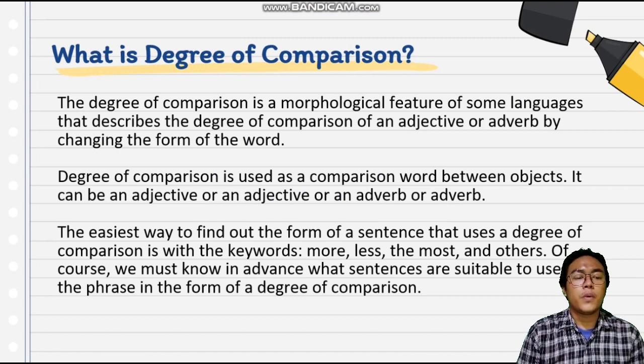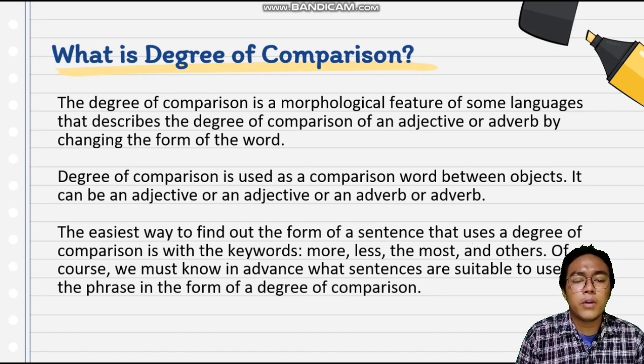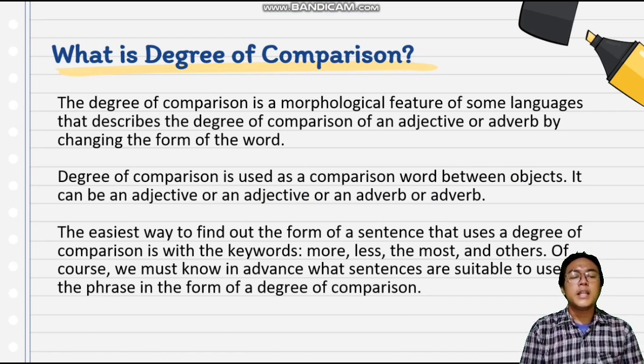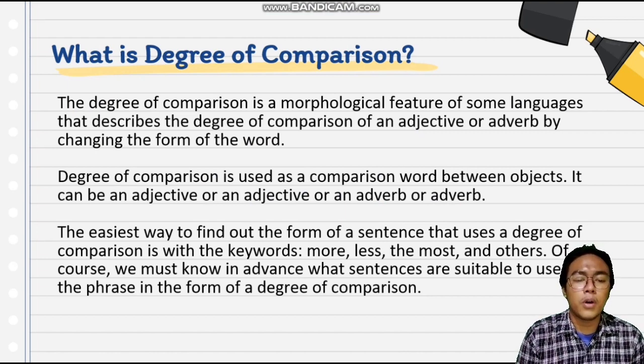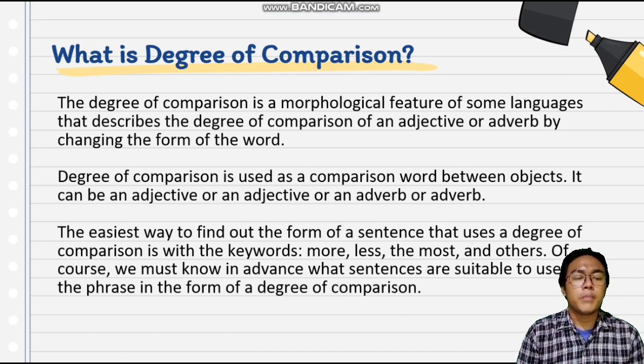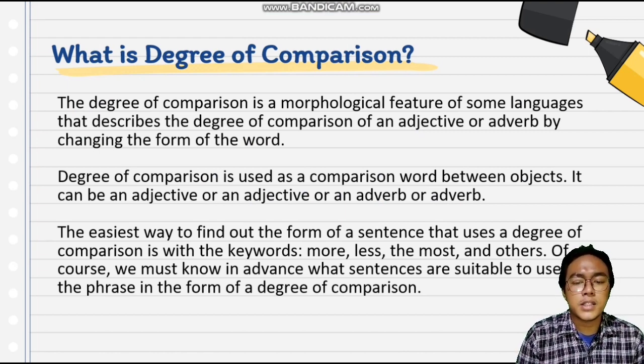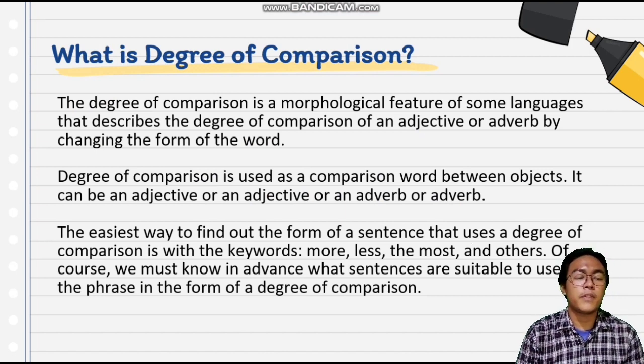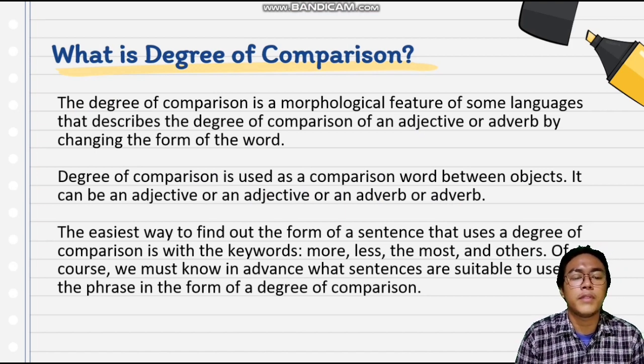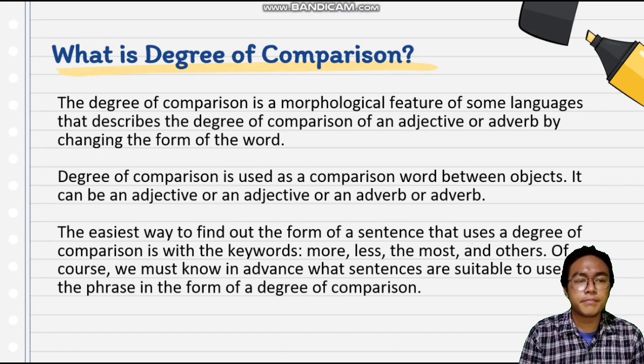The easiest way to find out the form of a sentence that uses a degree of comparison is with the keywords more, less, the most, and others. Of course, we must know in advance what sentences are suitable to use the phrase in the form of a degree of comparison.